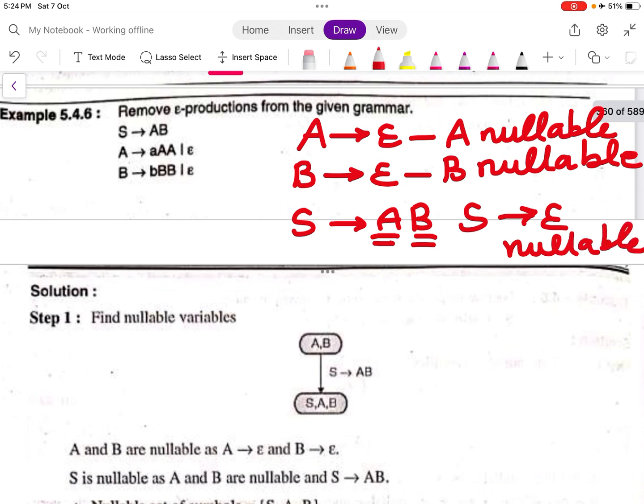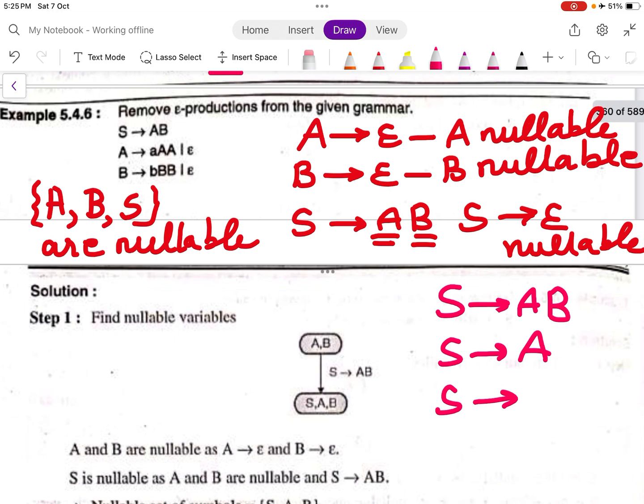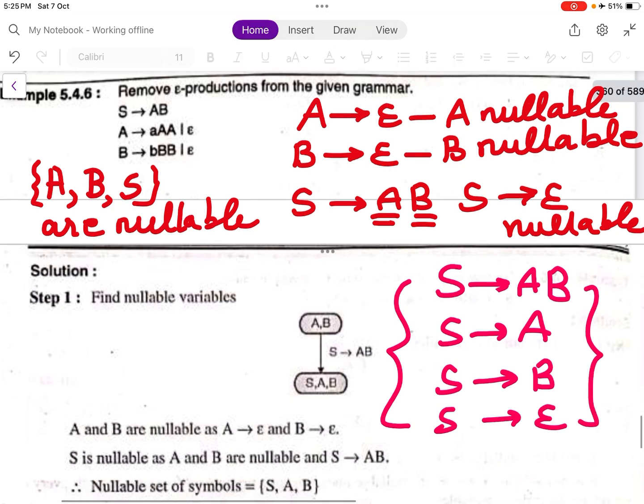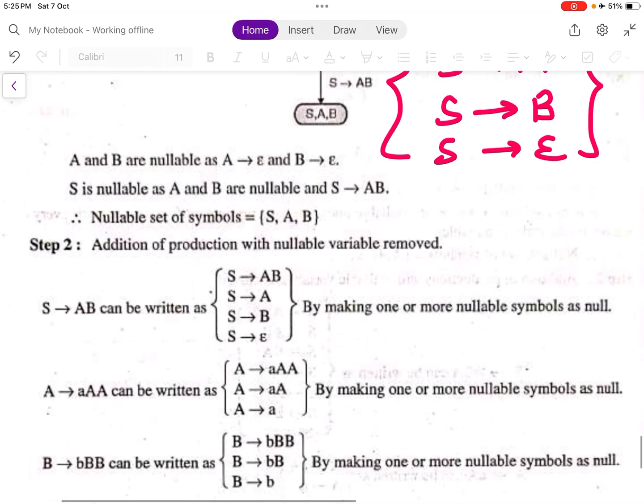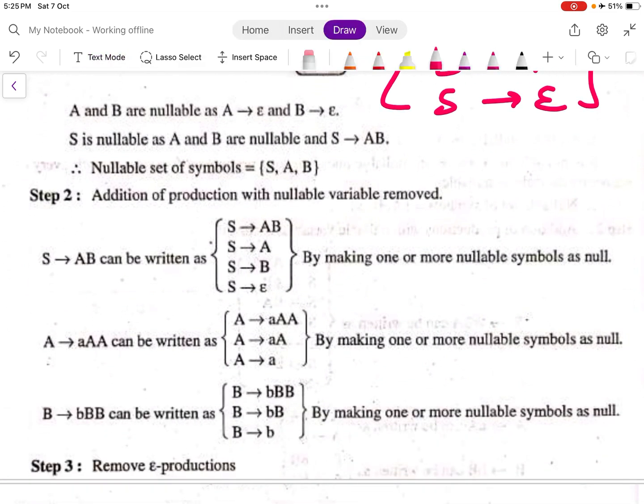So what did we find out? We found out that A, B, S are nullable. After that, what do we do? We split. How do you split it? S is AB, one production. S is single A, another production. S can be replaced by single B, another production. S can be replaced by epsilon. So these are your productions for S: AB, A, B, and epsilon.